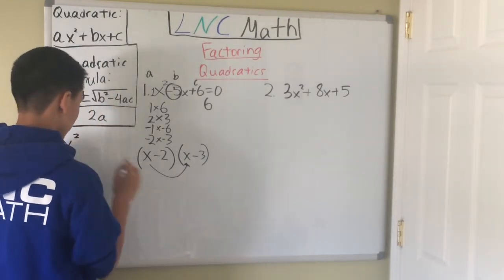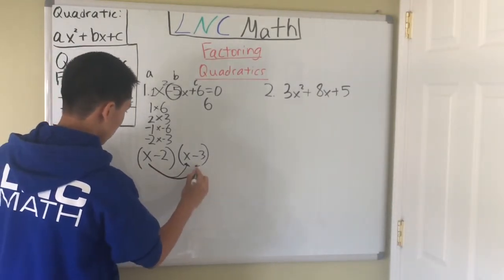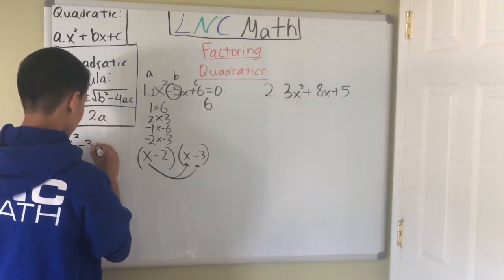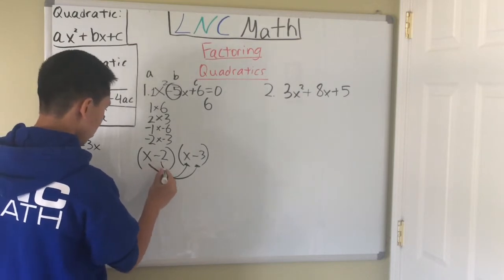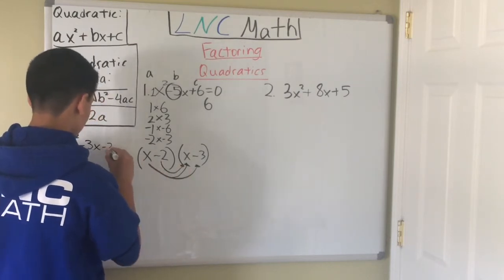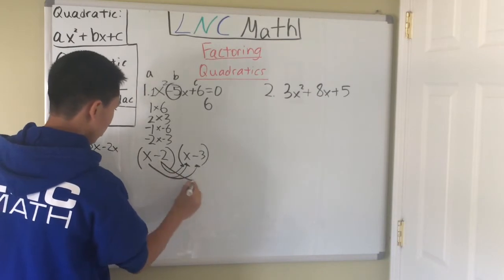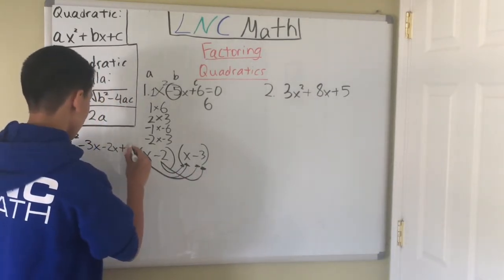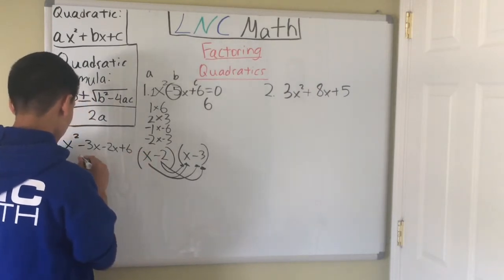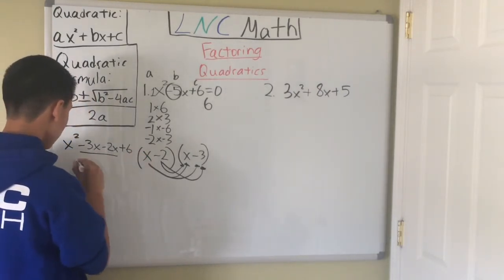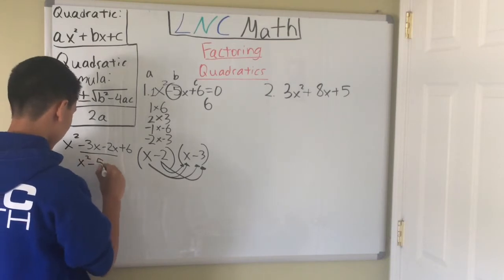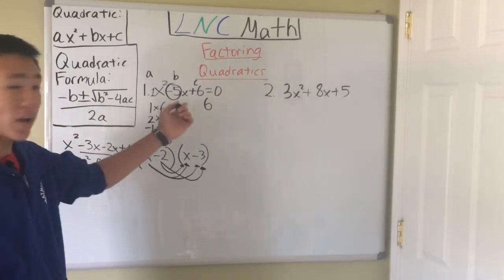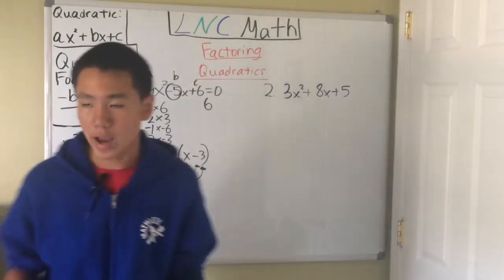X squared, x times x is x squared. X times negative 3 is minus 3x. Negative 2 times x is minus 2x. And then negative 2 times negative 3, negative times negative is a positive, equals plus 6. So let's combine our like terms. X squared minus 5x plus 6. That's what we had originally. So that's how we factored it out.